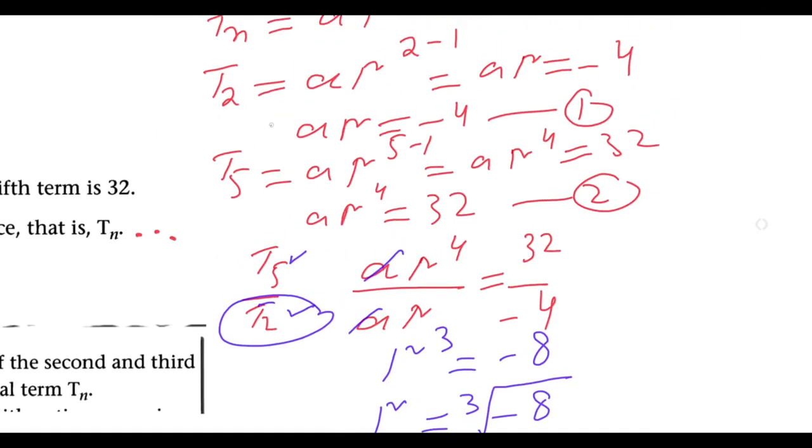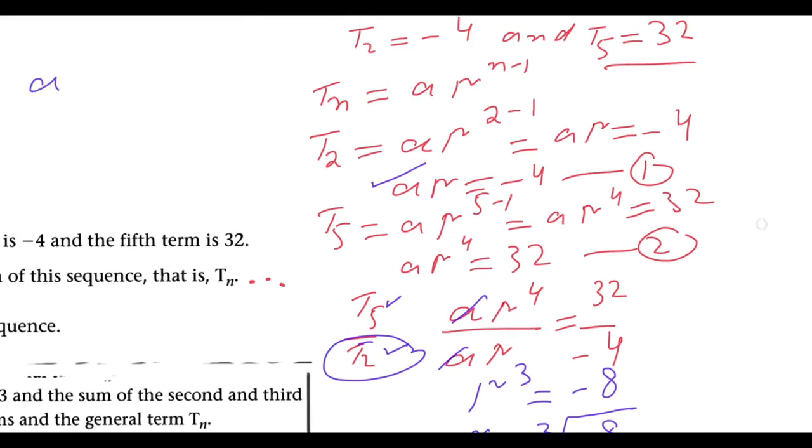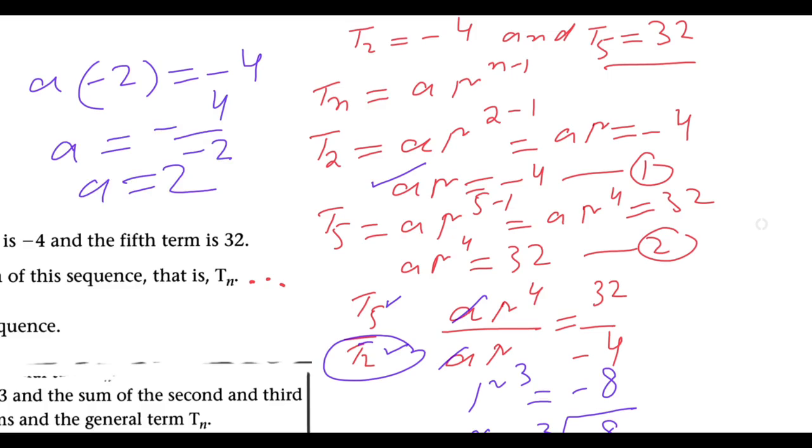So term 2 is, we have this one. So A and R, we got -2 now, is equal to -4. So therefore A is going to be -4 divided by -2. The answer is +2. So the first term is 2.